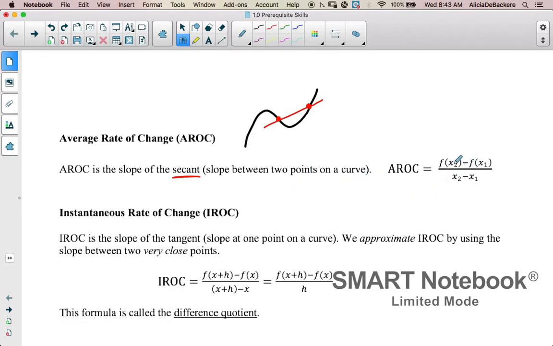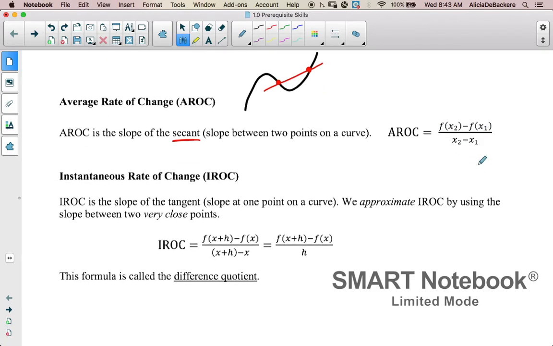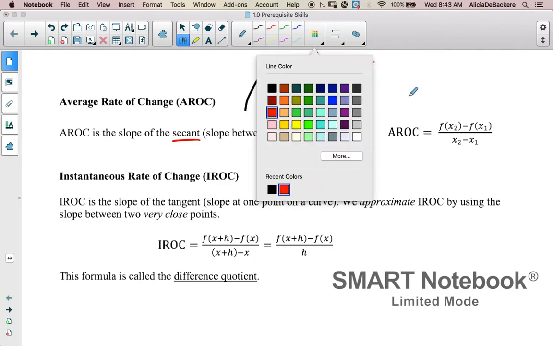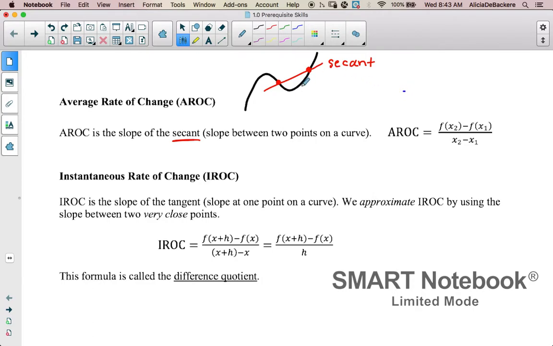To do that, I just do the same thing, the difference in the y values over the difference in the x's, except here we use our function notation. For instantaneous rate of change, instead of looking at the slope between 2 points, like here, this is our secant line, what I would be doing is looking at the slope at 1 point on the curve. So for instance, if I picked this point here, then I would draw my tangent line just passing through that 1 point on the curve. If I zoomed in really closely, that's the only point that it would touch the black curve. That would be my tangent line, so slope at 1 point. And that's our instantaneous rate of change.